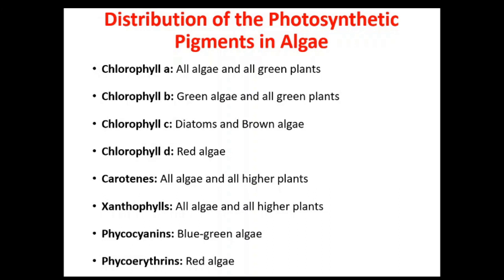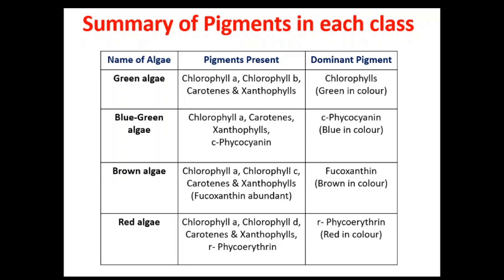Now the carotenes, which are accessory pigments, they are found in all algae and in all higher plants. Now xanthophylls, they are also present in all algae and in all higher plants. Now the phycocyanins, which are the blue pigments, are found in blue-green algae, and the phycoerythrins, which are the red pigments, are found in red algae. Now this table represents the summary of the pigments in each class. Now within a group, a mixture of photosynthetic pigments can be found.